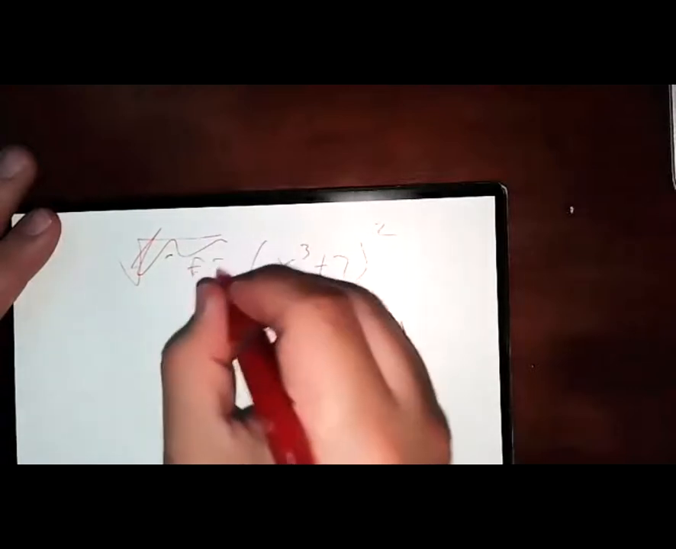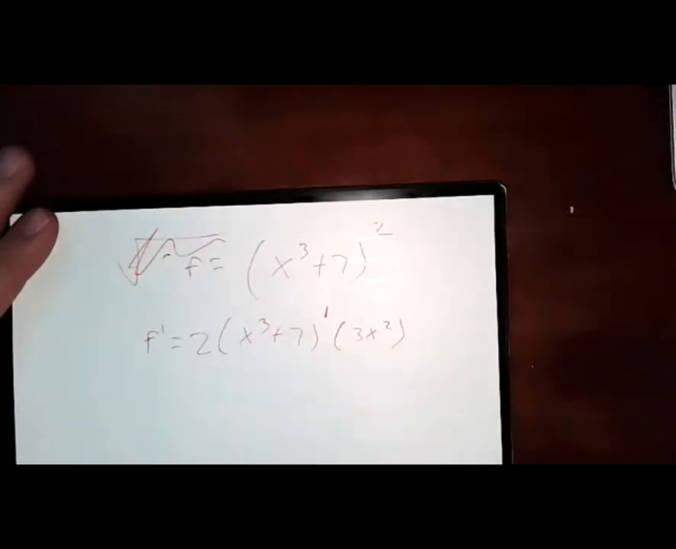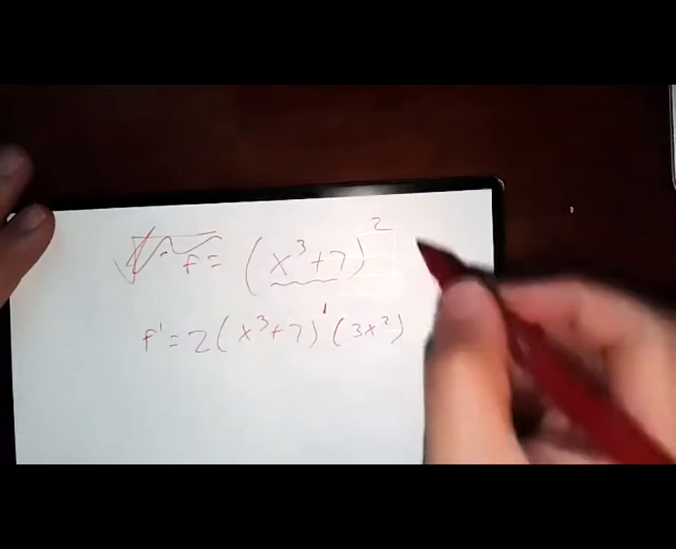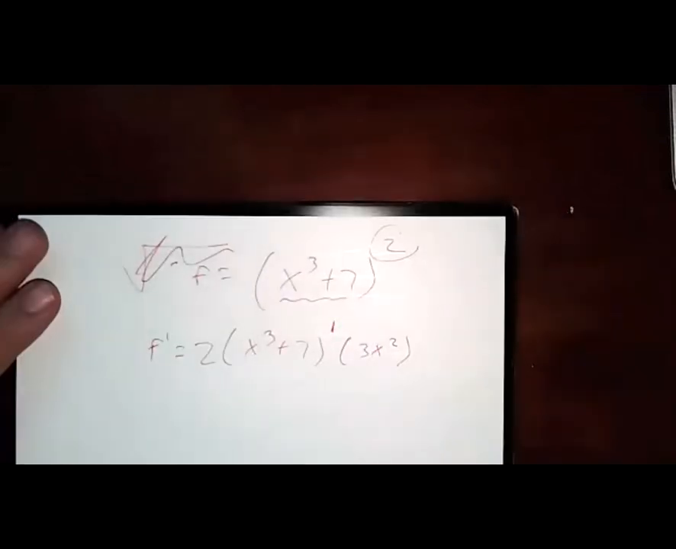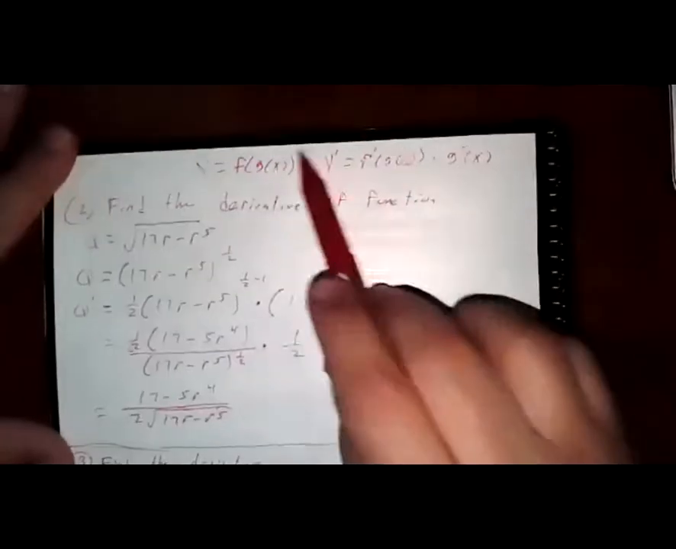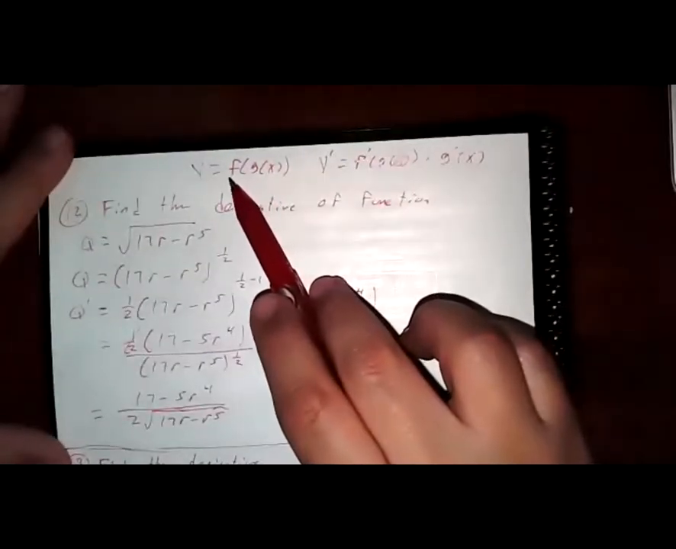So this is f, this is f prime. So this is my g inside. This is my f, the outer function. Okay. That's what the chain rule is saying here. So you have some outer function and an inner function. So it's a composition of functions.